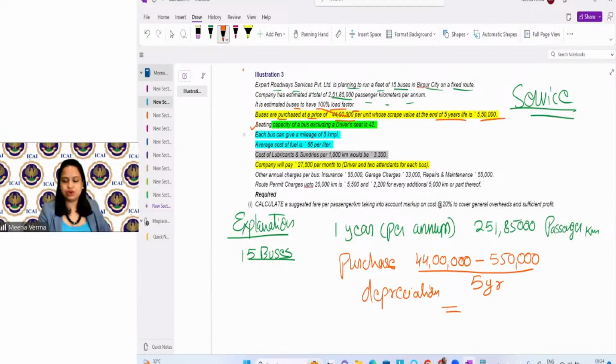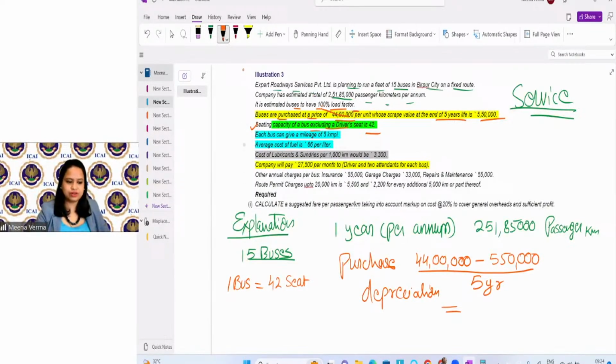Sitting capacity of the bus is 42. So in one bus there are 42 seats, excluding the driver's seat. Remove the driver's seat. For passengers, we have 42 seats.